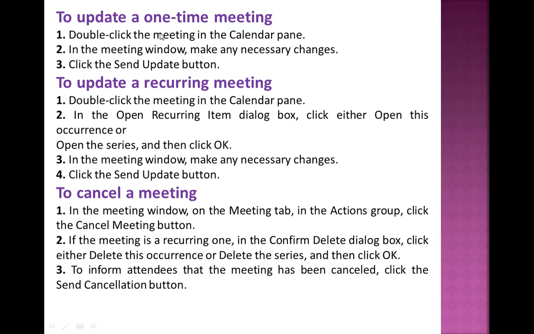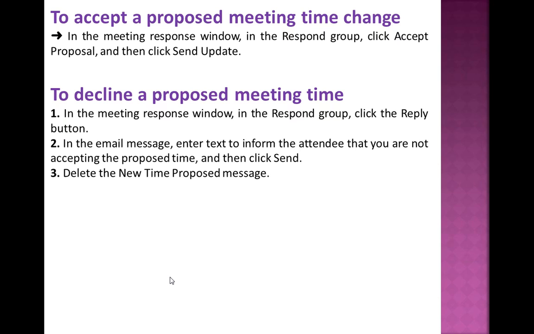These are the multiple options: how to update a one-time meeting, how to update a recurring meeting, and then how to cancel a meeting. Last point is to inform the attendees that the meeting has been cancelled. Click the send cancellation button. Means you can inform the attendees and click on the send cancellation button so that the meeting will be cancelled at any point of time.